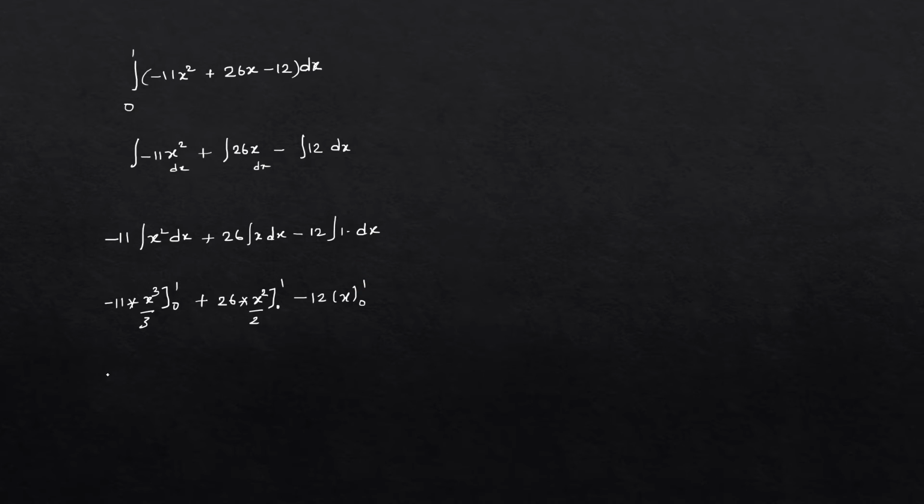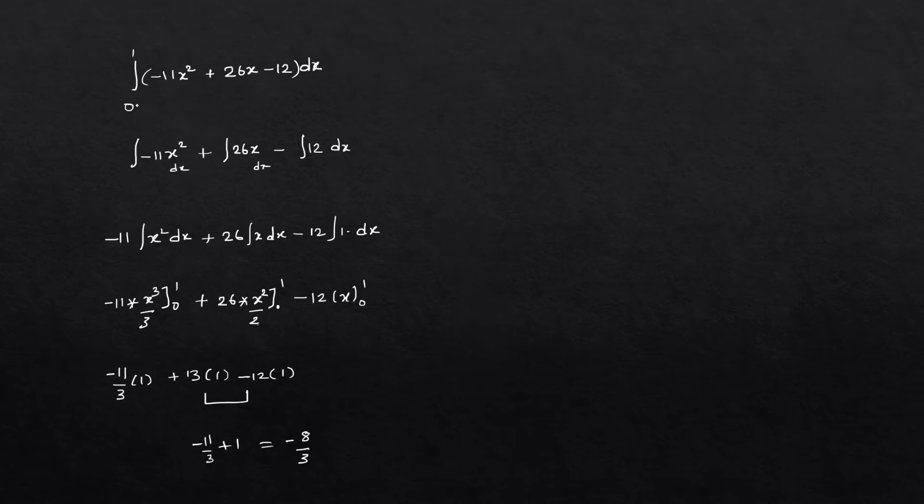Now if you solve it, it will be minus 11 by 3 into 1, plus 2 1s are 2, 13 1s are 13, so 13 into 1 square is 13, minus 12 into 1 is 12, so 13 minus 12 is 1. So minus 11 by 3 plus 1 will become minus 11 plus 3 by 3, minus 8 by 3. Okay. Now we got minus 8 by 3.